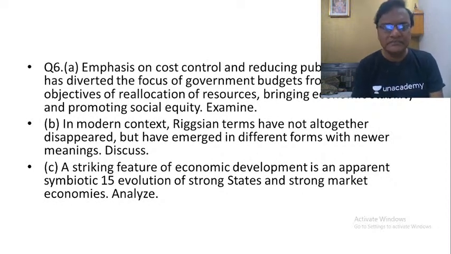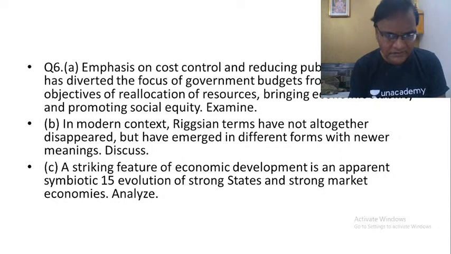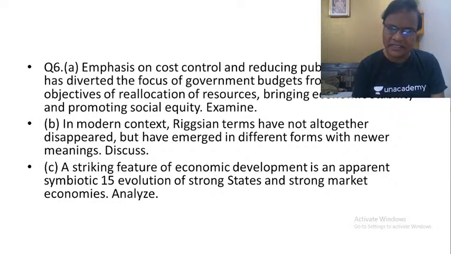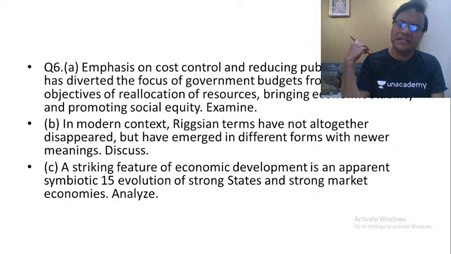Then proceeding further, in modern context, Riggsian terms have not altogether disappeared, but have emerged in different forms with newer meanings. So the question says that Riggs had come out with this prismatic model, and he had come out with differentiation, integration, development. He had come out with descriptive values, achievement norms, everything else. What the question says is that in the modern context, in the present day context, these terms have not disappeared, but they have emerged in different forms with newer meanings. That is what we say also.